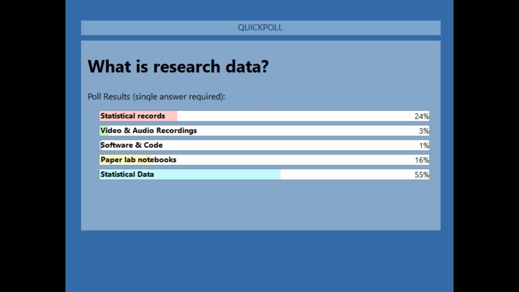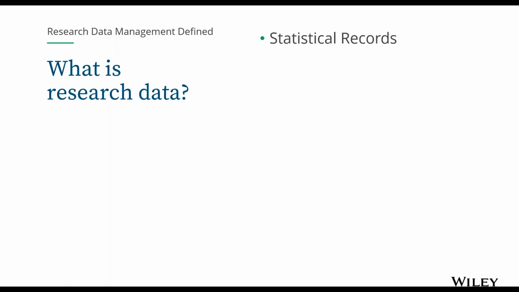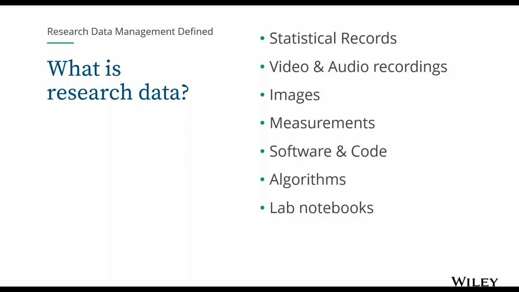So research data is essentially everything that is part of a project. So it includes statistical records, video and audio recordings, images, measurements, software and code, algorithms, and paper lab notebooks. And this is probably the most surprising for a lot of people, but certain biospecimens is also considered research data. So imagine all of this is research data, and all of this is something you have to somehow manage and organize. And that's what we're going to talk about a little bit today, how we organize all of this data.